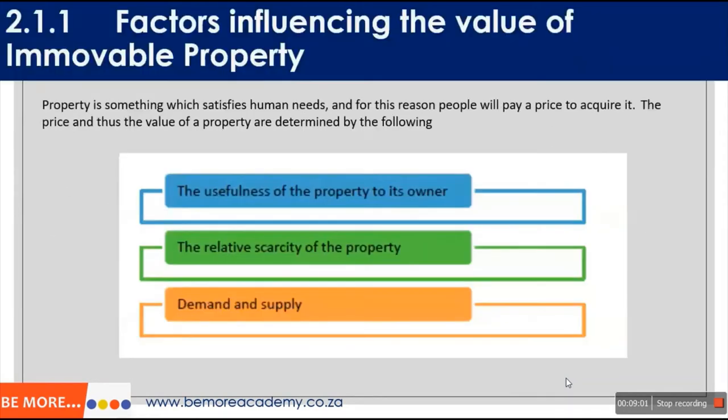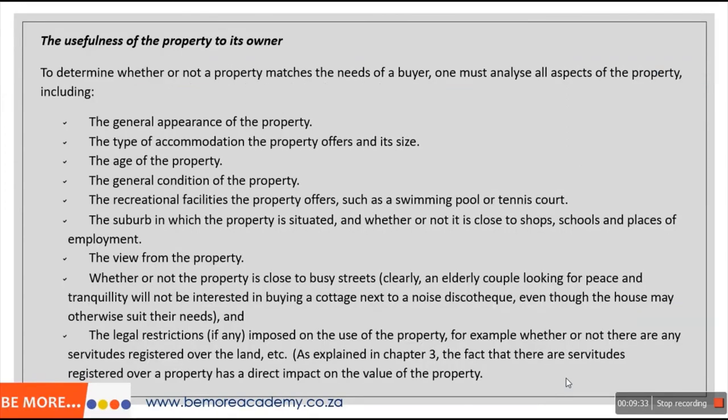Factors influencing the value of immovable property. Property is something which satisfies human needs, and for this reason, people will pay a price to acquire it. The value of the property is determined by the following: the usefulness of the property to its owner, the relative scarcity of the property, demand and supply. Usefulness of the property to its owner determines whether or not a property matches the needs of a buyer.